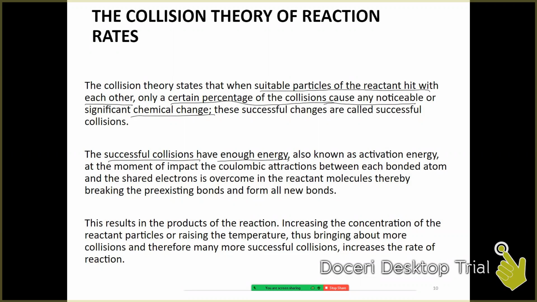So whenever they hit at that moment, they love talking about the Coulombic attraction between the bonded atom and the shared electron. That is what's shared between an atom and another atom, and it must overcome the molecules so that the pre-existing bonds can be broken and new ones can be formed.